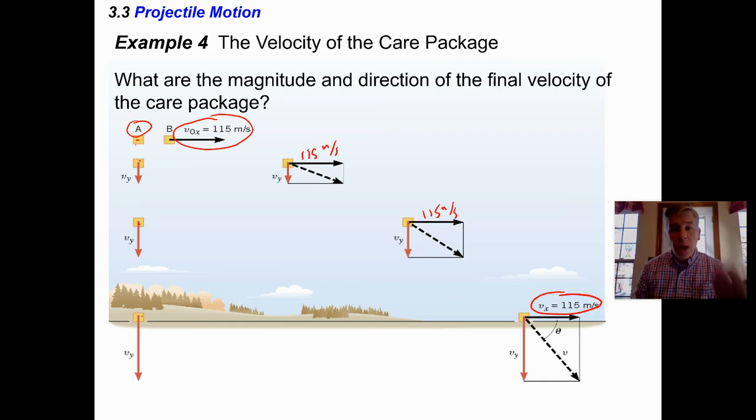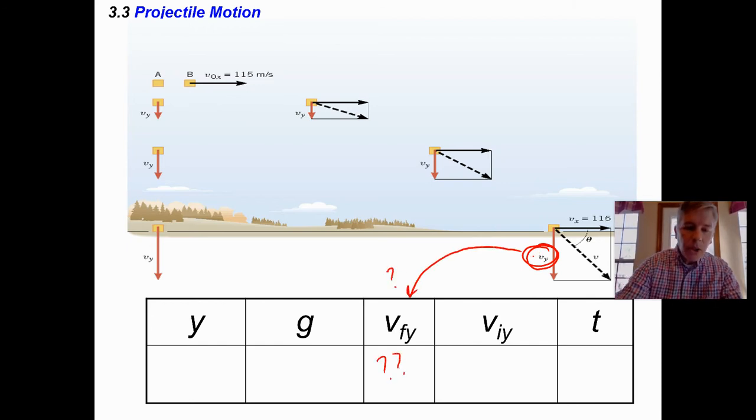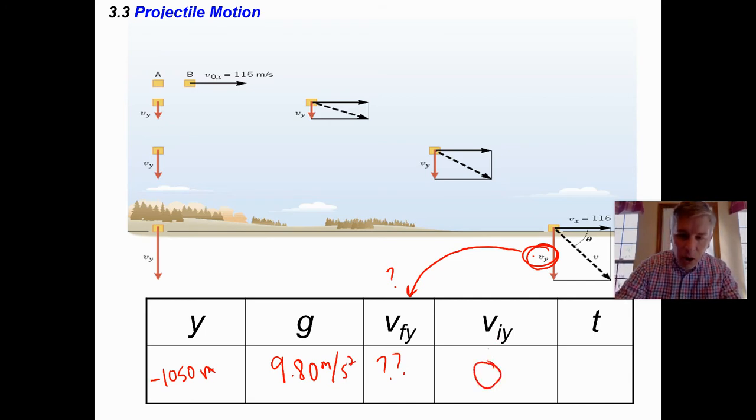I don't actually want just Vy. I want the combination of both of them, so we have to watch out for that. But our first step is to figure out Vfy. I'm going to put in all the information I know. This is negative 1,050 meters, that's how far it fell. We know the acceleration of gravity is 9.8 meters per second squared, just the magnitude of it. Our initial vertical velocity is 0. We're not using the 115, that's x, so don't use that. And if I want to use my time, this is my 14.6 seconds.